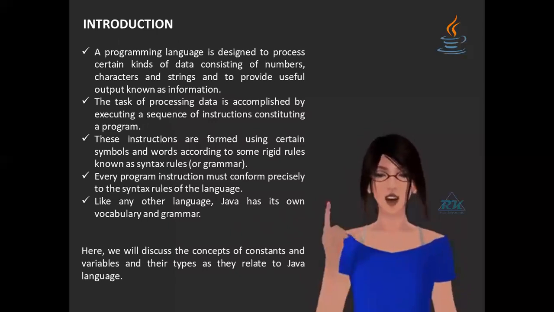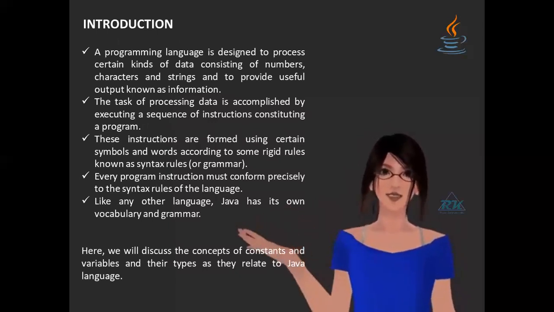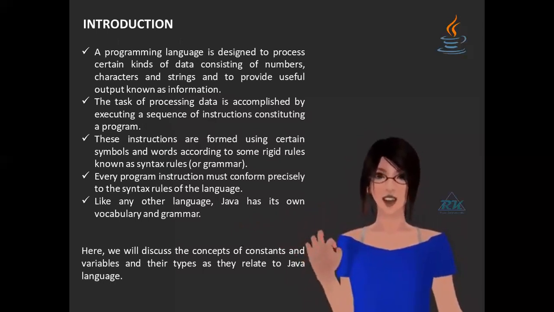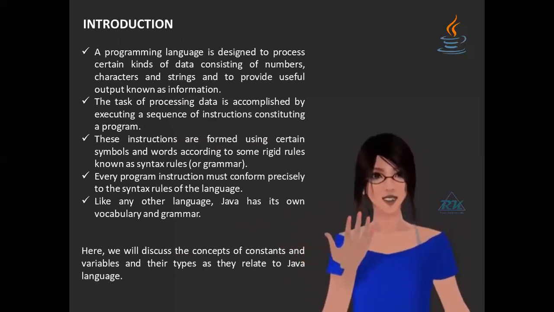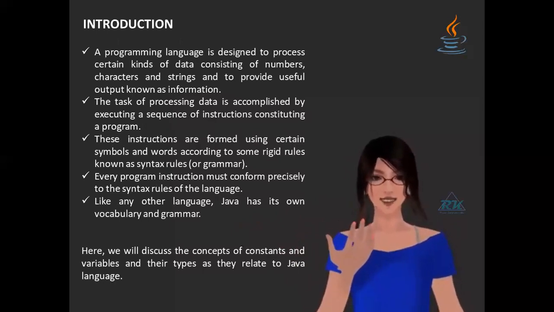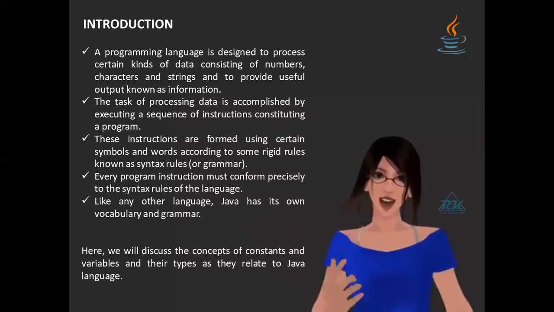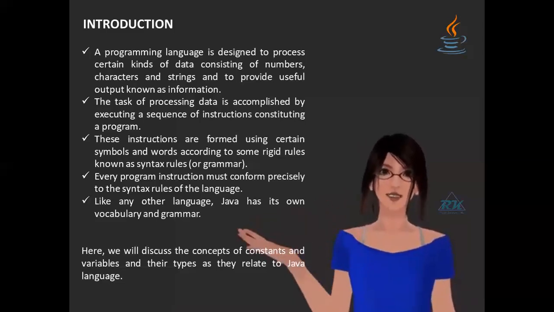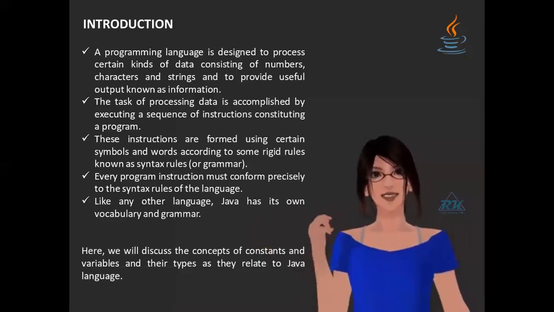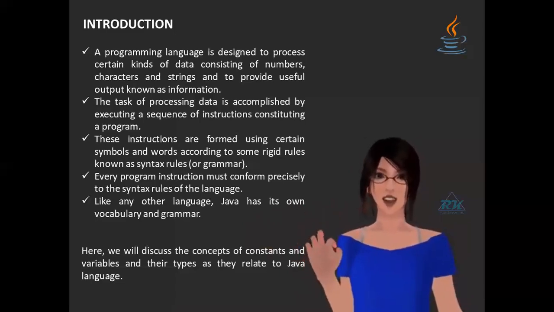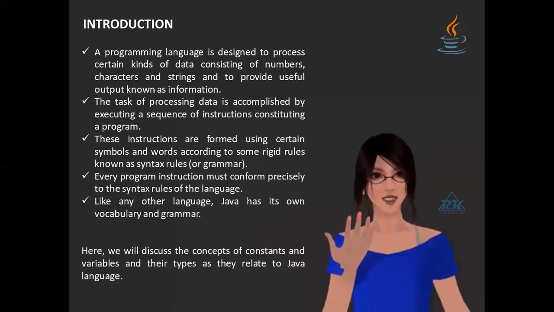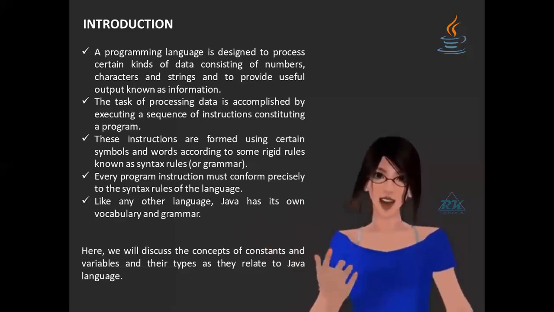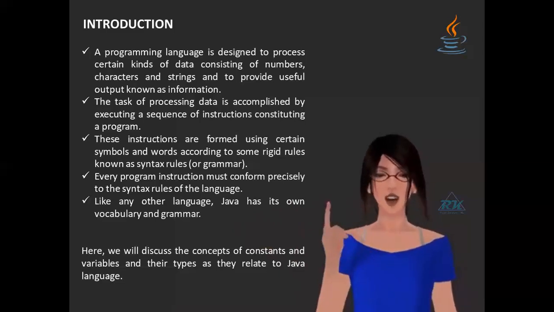Introduction. A programming language is designed to process certain kinds of data consisting of numbers, characters, and strings and to provide useful output known as information. The task of processing data is accomplished by executing a sequence of instructions constituting a program. These instructions are formed using certain symbols and words according to some rigid rules known as syntax rules, or grammar. Every program instruction must conform precisely to the syntax rules of the language. Like any other language, Java has its own vocabulary and grammar. Here, we will discuss the concepts of constants and variables and their types as they relate to the Java language.